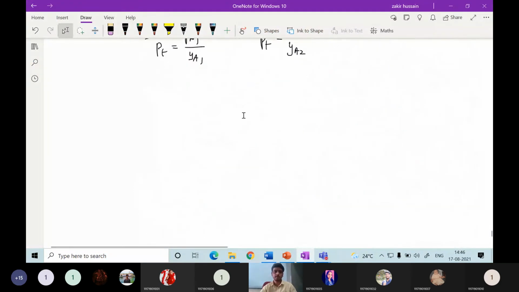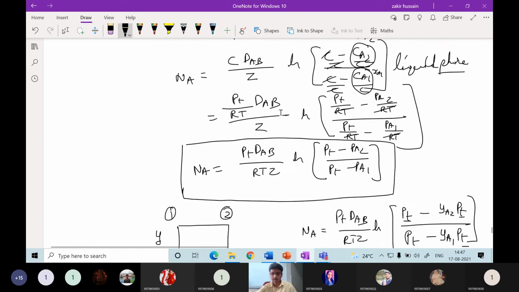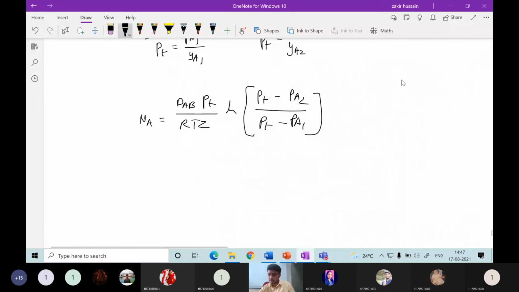Na is equal to DAB Pt by RTZ ln of Pt minus Pa2 divided by Pt minus Pa1. I hope this is correct. Yes, Pt minus Pa2 divided by Pt minus Pa1. Then we know that the profile of A will be just decreasing like this, so Pa1 at Z is equal to 0, and it is Z is equal to Z.